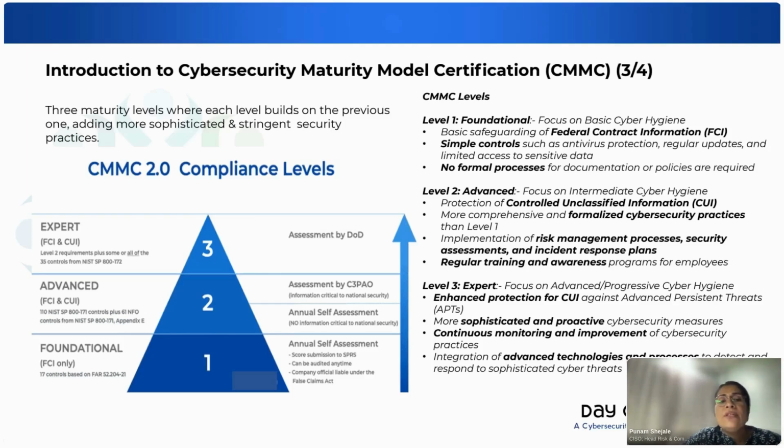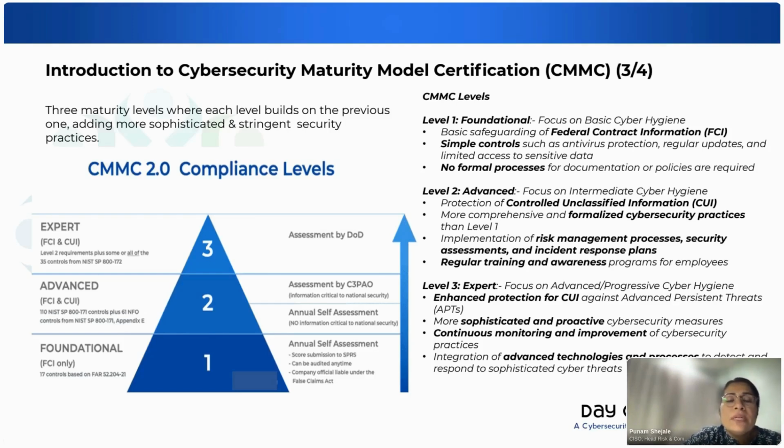Then there is level 2, which is the advanced level. Again, it is where the company may be generating both FCI and CUI, and the assessment nature may vary. If there is no information which is critical to national security, an annual self-assessment may still be acceptable. But if it is critical to national security, then a third party assessor organization needs to be onboarded to do the audit and certification.